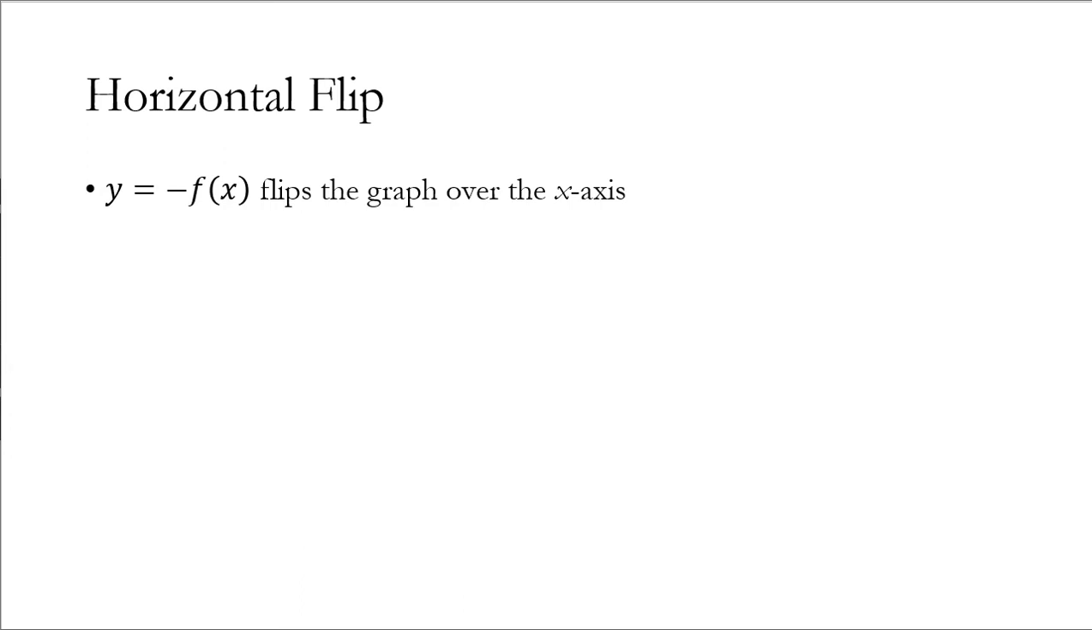All right, horizontal flip. I don't think this is actually in your notes. I think I must have left it out. So go ahead and add this real quick note to your notes. If we have a negative in front of our whole function, it's going to flip the graph over the x-axis. So it's going to flip it up and down.